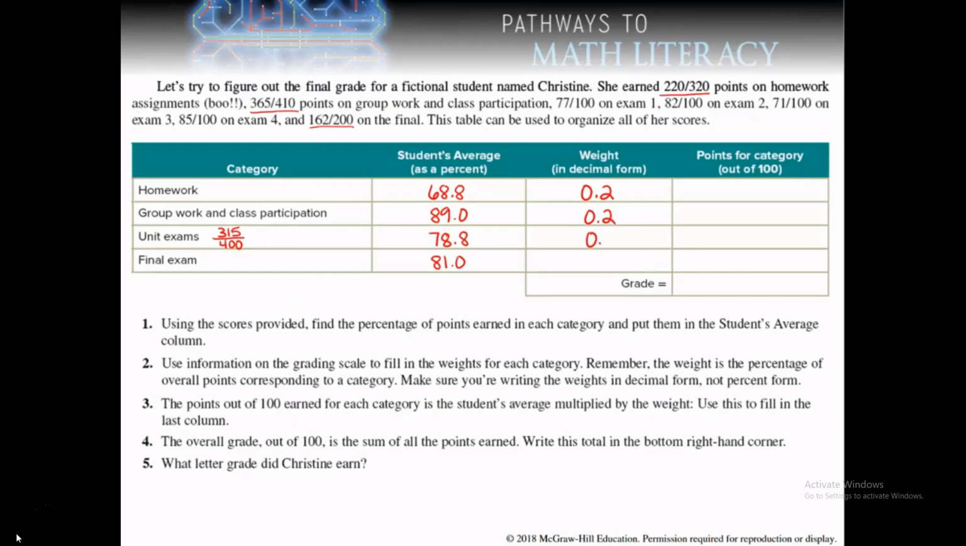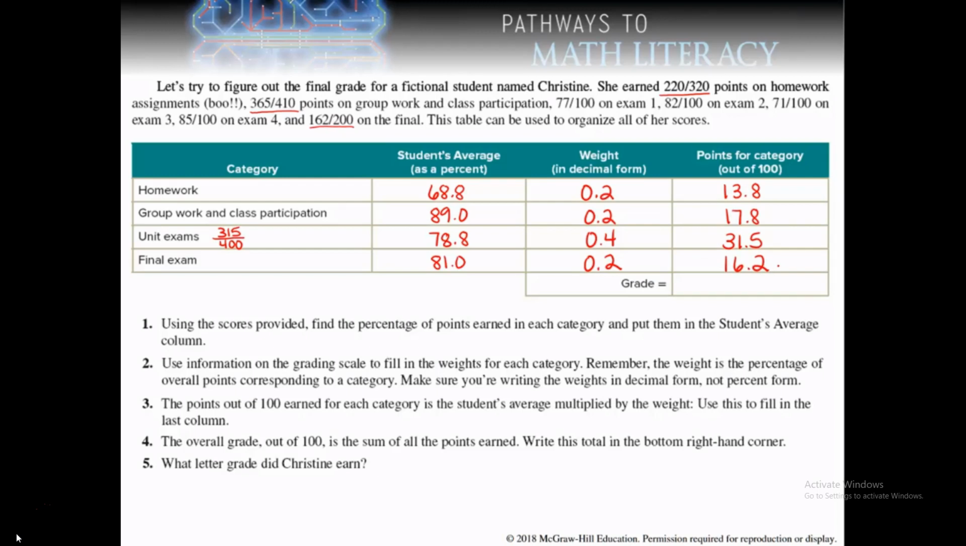And then 3 says that the points that you actually get for each category are your average times the weight. So we need to do that for each category. 68.8 times 0.2 gives us about 13.8. 89 times 0.2 gives us about 17.8. 78.8 times 0.4 gives us 31.5, and 81 times 0.2 gives us about 16.2. And then 4 says the overall grade is what you get when you add those 4 points together.